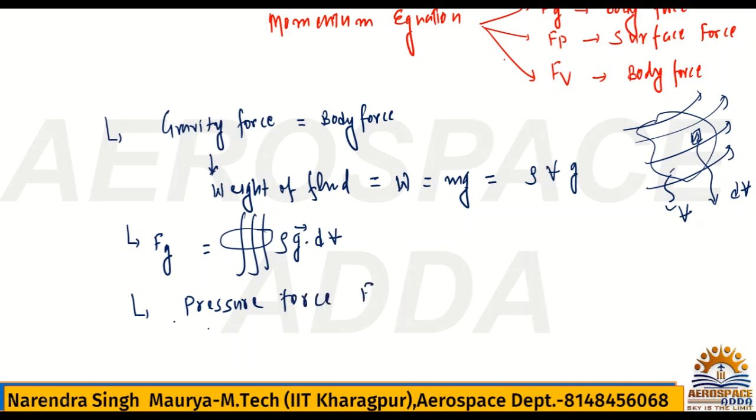What is the pressure force? Fp. What is the pressure force? Pressure into area. What area? Obviously surface area. So I can take this small surface area here, and I can say this elemental surface area is dS. So it is acting on the surface, so surface area will come. So surface area means double integration.